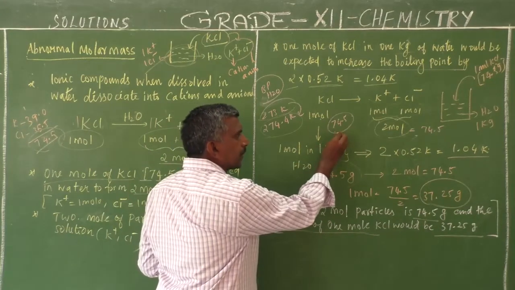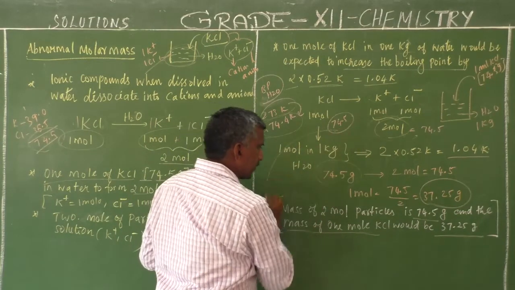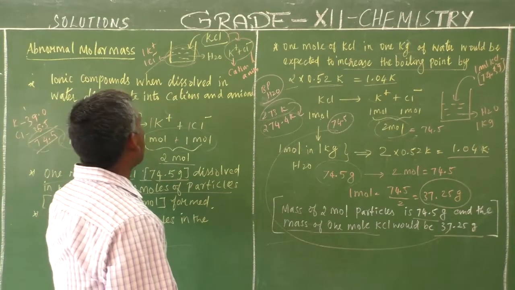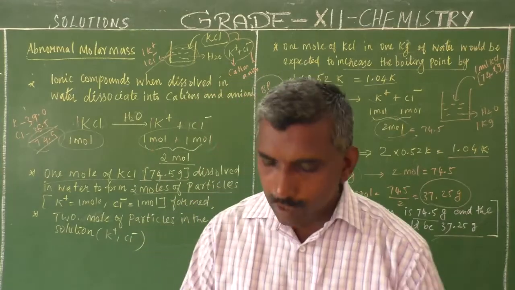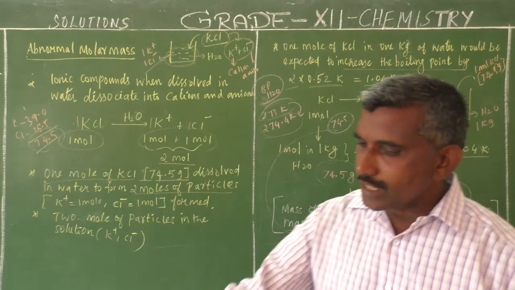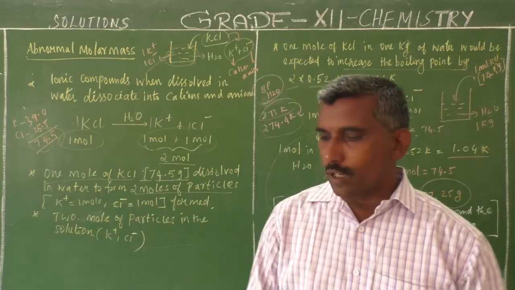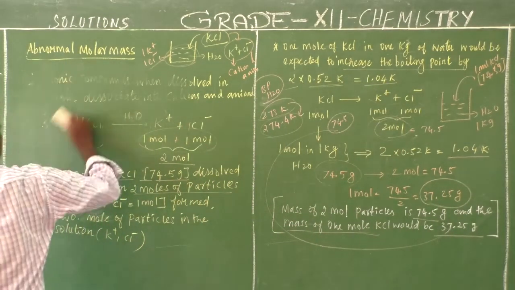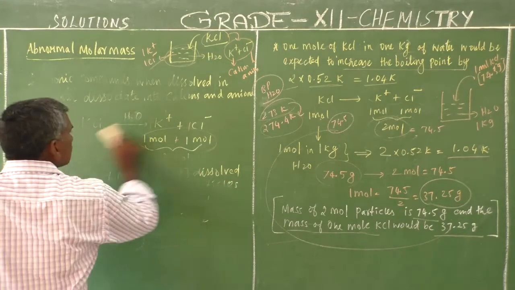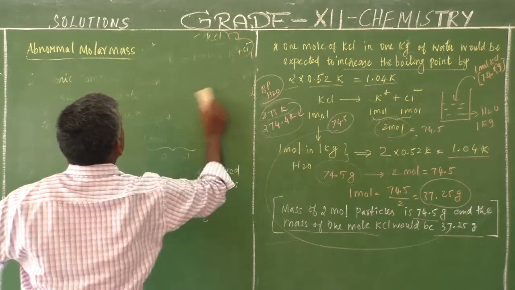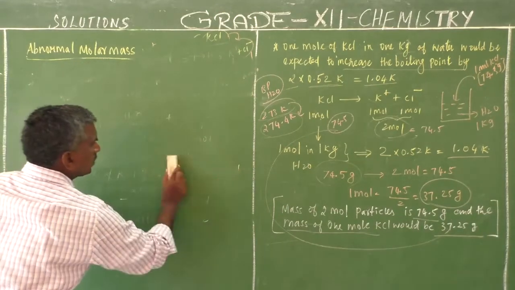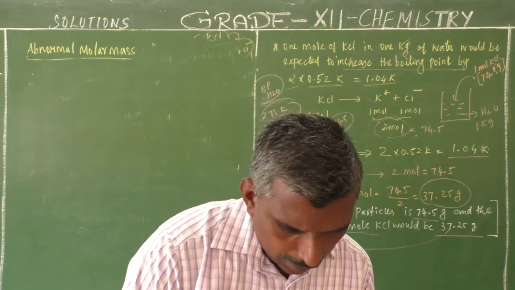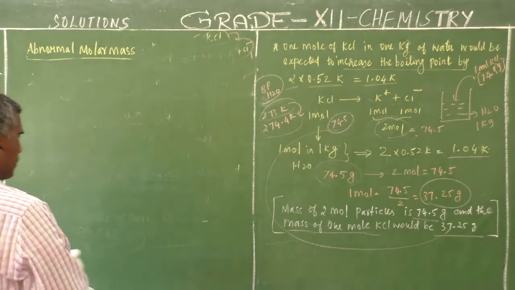This is the expected value, the correct value, but this is decreasing. Okay? This is an abnormal molar mass. An expected value that is increasing or decreasing is known as abnormal molar mass. Okay? Now, conclusion. Abnormal molar mass.